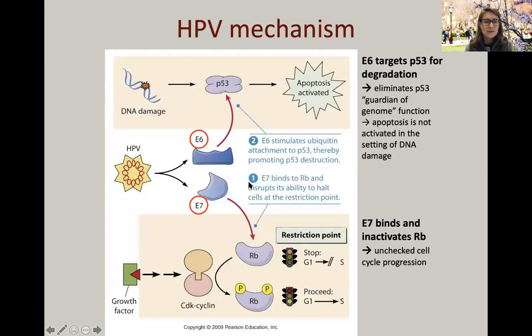Does anybody have questions on HPV in that regard? Okay, so back to the mechanism of action of HPV.